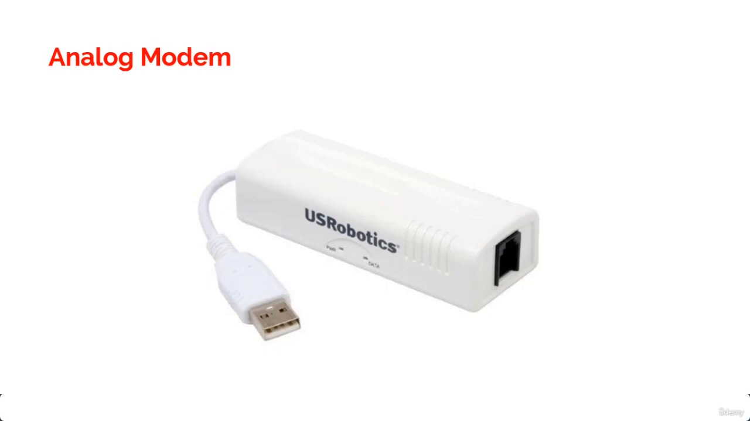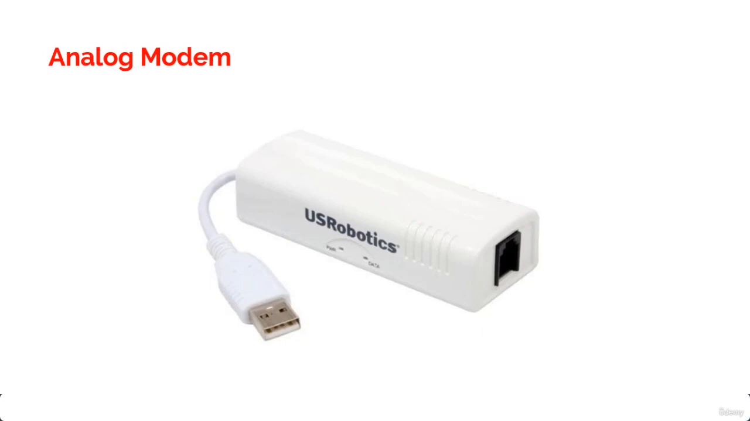So, what is an analog modem? A modem is a modulator and a demodulator, a combination of both. So, a modem is a device that modulates an analog carrier signal to encode digital information and then demodulates the signal to decode the transmitted information.